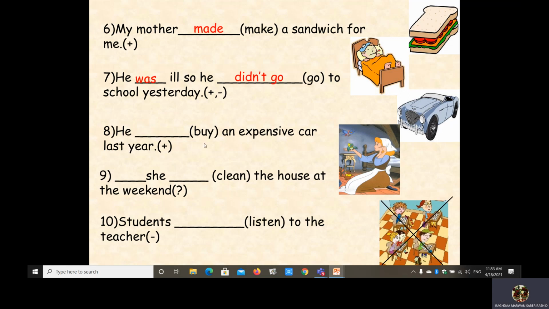Make it affirmative and the verb buy, the past of buy, irregular verb, of course, as we said before. So we say, he bought an expensive car last year. Okay, now make questions. And we have the verb clean. We don't have the verb to be, so it means we start with did. So what will you say? Did she clean the house at the weekend? Students listen to the teacher. He wants you to make it negative. As we said, if you want to make it negative, we just add the word didn't before the infinitive. So we say, students didn't listen to the teacher.